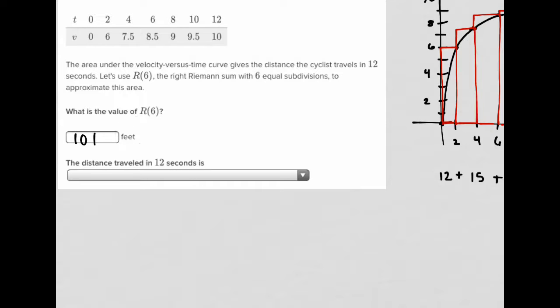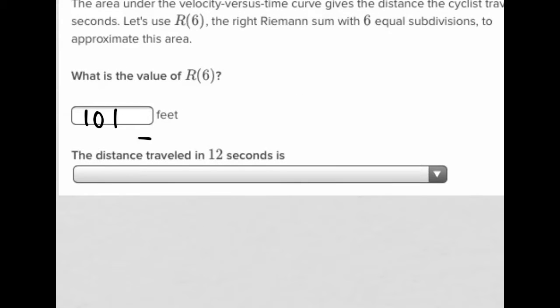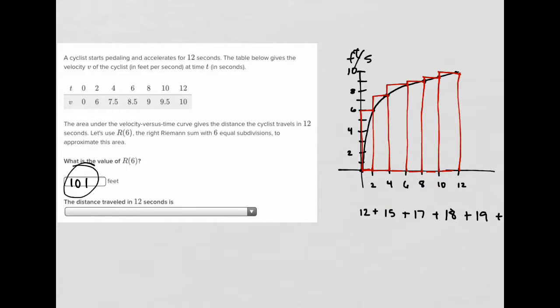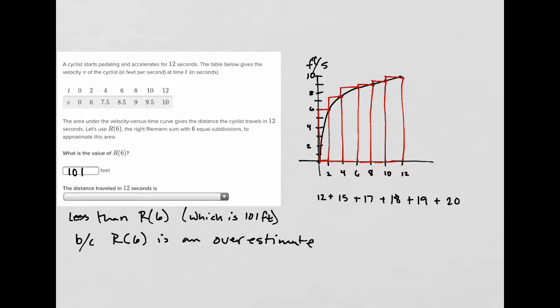So that's cool. And for the distance traveled, if you clicked on this drop-down menu, it would say an overestimate or an underestimate or whatever. So we would say the distance traveled, the actual distance. This is no longer the approximation. They're saying the actual distance traveled in 12 seconds is less than 101. It's less than R6 because R6 is an overestimate. So that's what it would say on the drop-down menu. So there you go. That's how you do that example. It's important that you know how to draw this because that's how you discover what they're asking for.